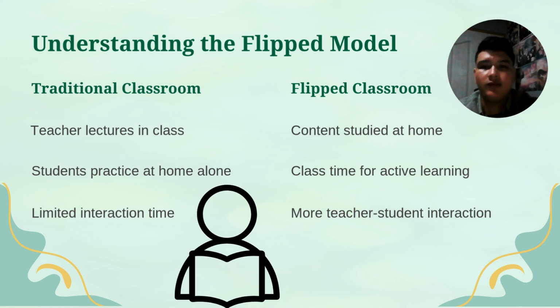In the traditional classroom, students practice at home alone. In the flipped classroom, class time is for active learning. So they already saw the material, they already studied some of them, and then when they come to the class, we start practicing actively, and they can ask questions and solve any doubt that they have in the classroom.